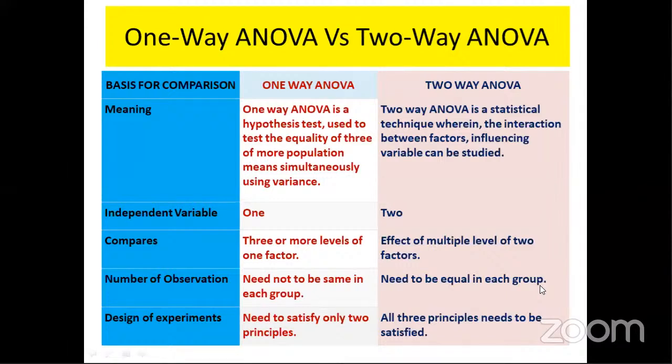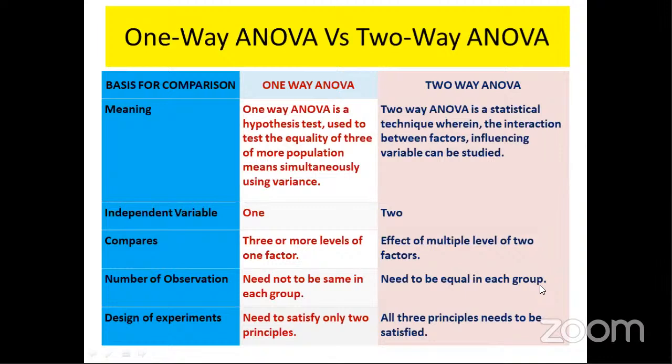Okay, next, you talk about two-way. The effect of multiple levels of two factors. In this case, there are two factors being compared, and there are multiple effects of two factors. Next, the number of observations need not be the same in each group in one-way. But in two-way, it should be the same. So for example, it needs to be equal in each group.